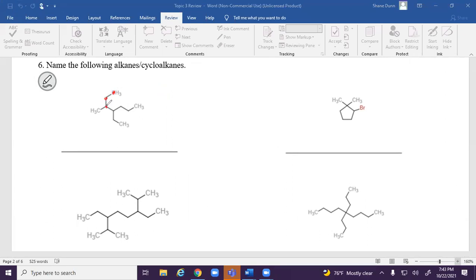One, two, three, four, five, six, seven. Longest carbon chain? Yes or no? Yes. Most branches? It's the longest chain with the most branches, right? Yeah. Good.